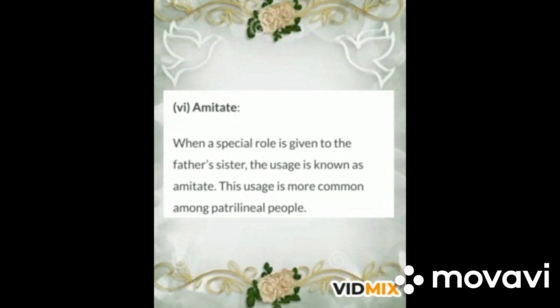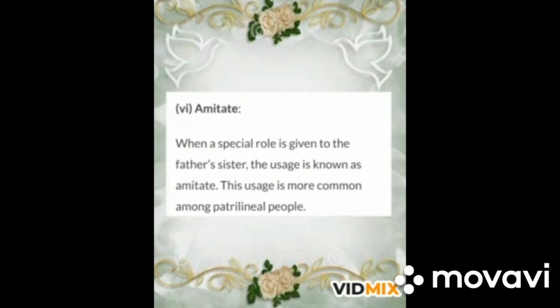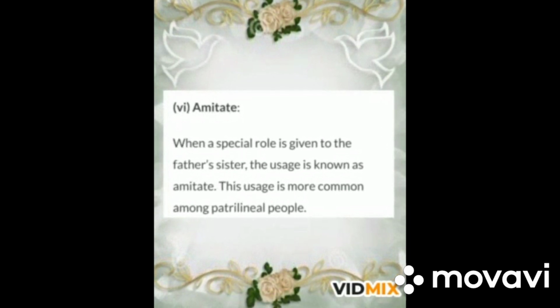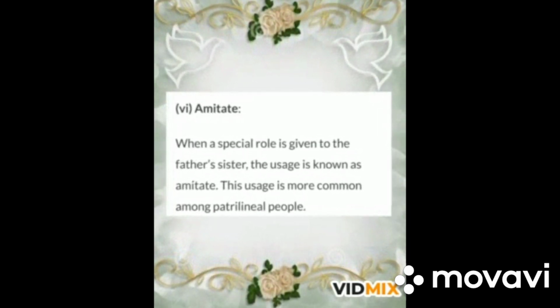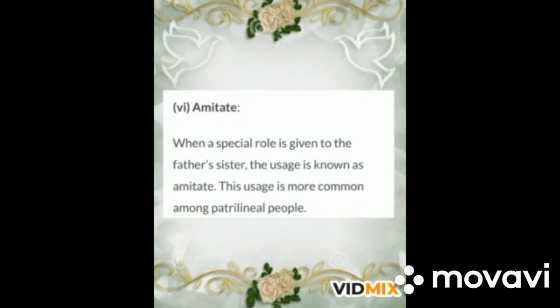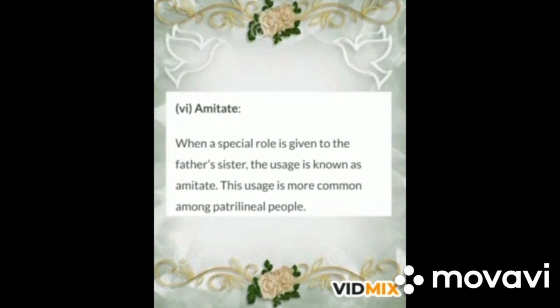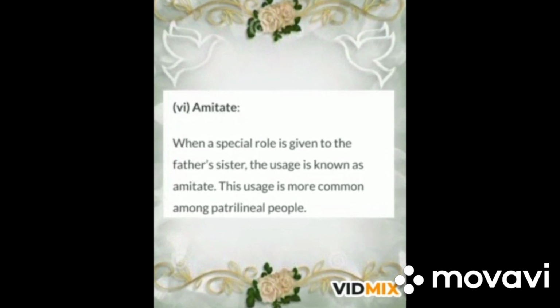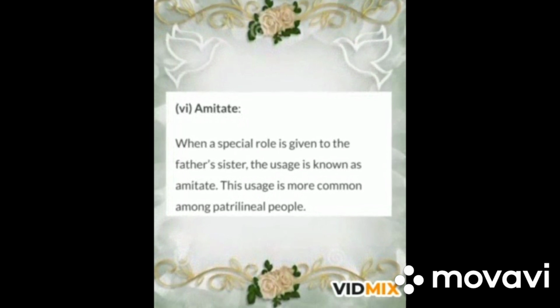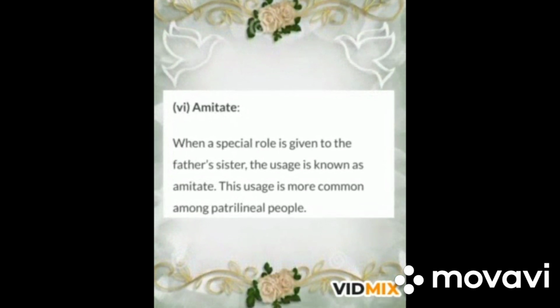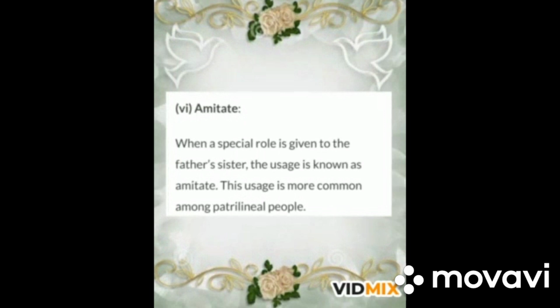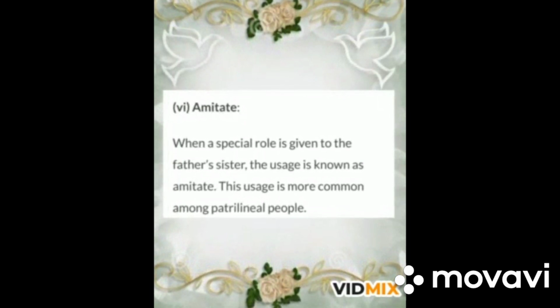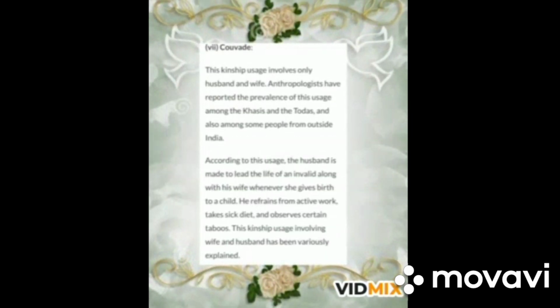Amitate. The usage of amitate gives a special role to the father's sister. Here, the father's sister is given more respect than the mother. Among the Todas, the child gets its name not through its parents but through the father's sister. Naming the child is her privilege.